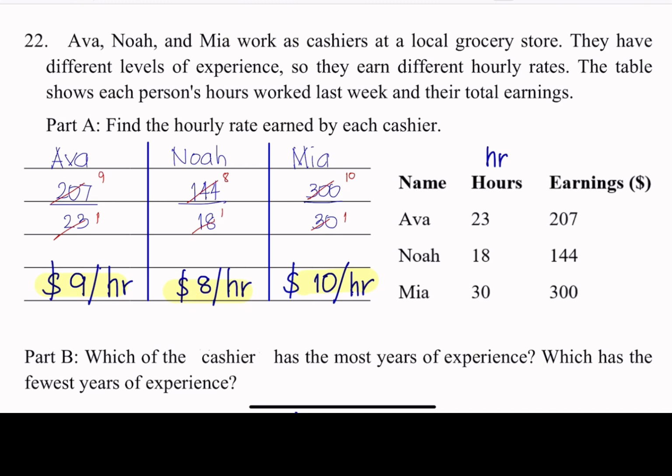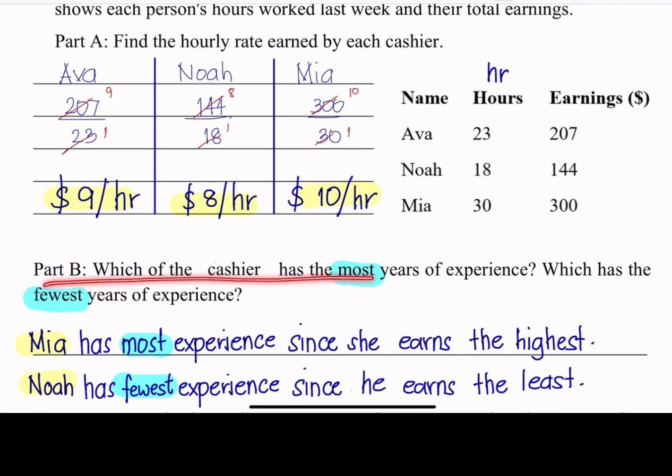Mia worked 30 hours and earned 300. So 300 divided by 30 gives us $10 per hour. Part B. Which of the cashiers has the most years of experience? Which has the fewest years of experience? There are 2 answers here. So Mia has the most experience since she earns the highest, and Noah has the fewest experience since he earns the least.